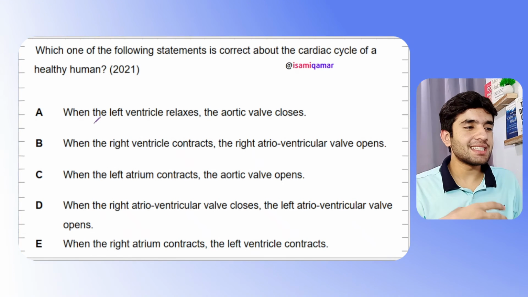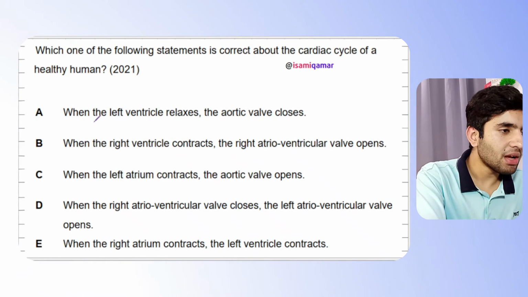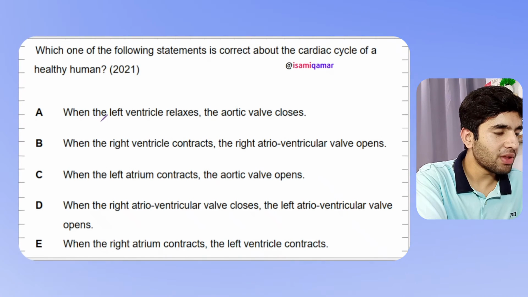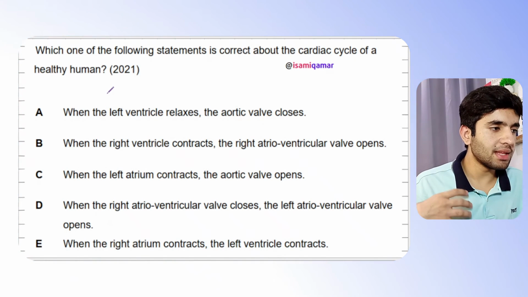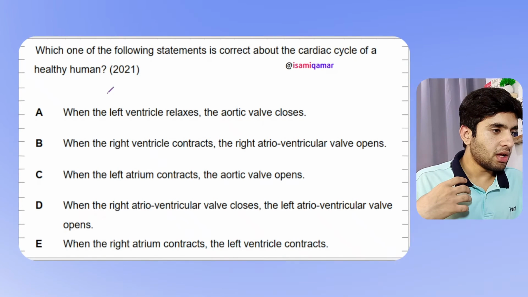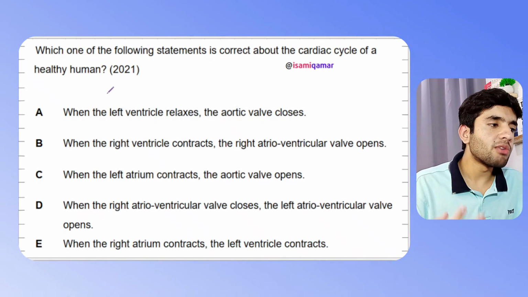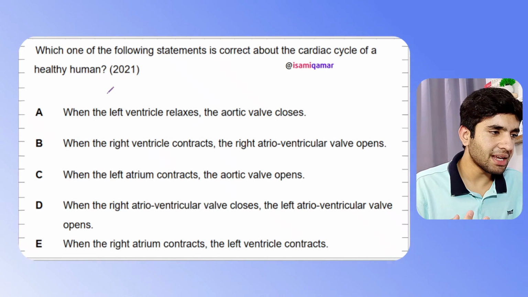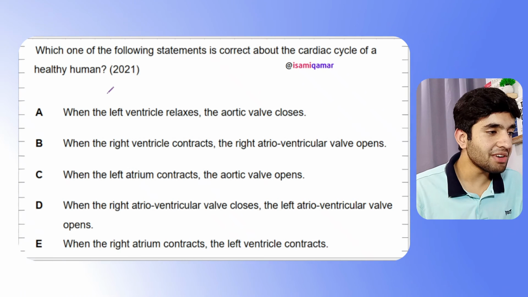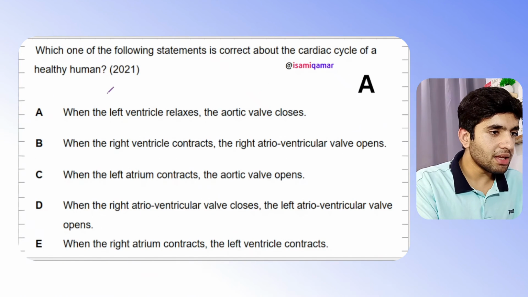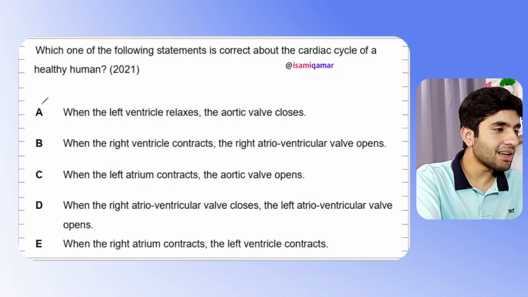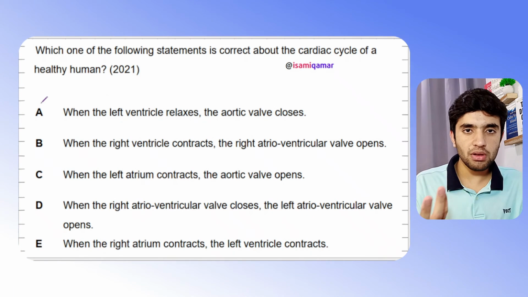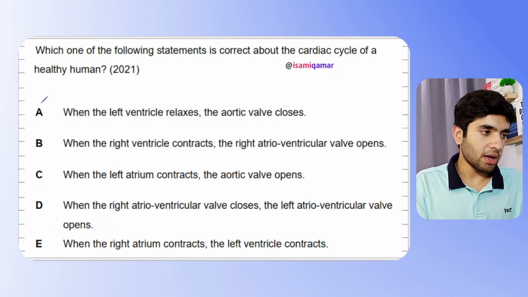When the left ventricle relaxes, the aortic valve closes. So first of all, let's see what actually will happen when the left ventricle relaxes. Now the ventricle is relaxed, what will happen? The aortic valve will close. Yeah, that's the statement.